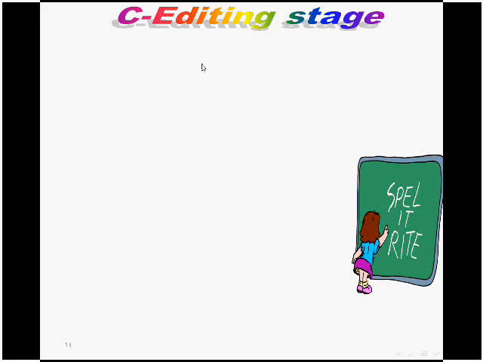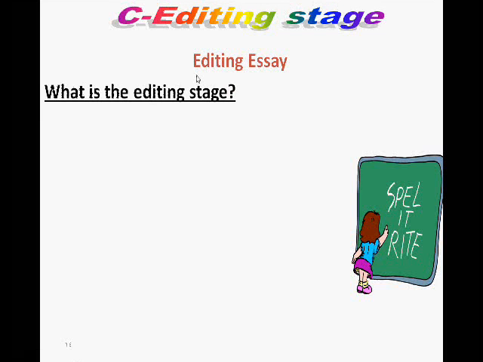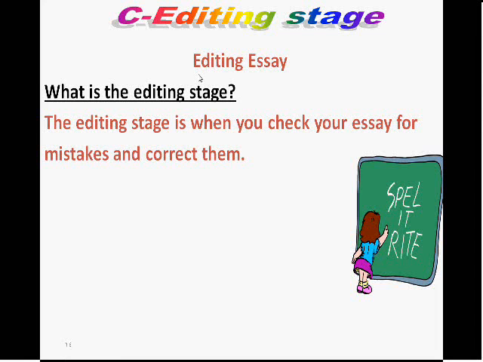So of course, as we said, now editing is a way of checking your work. Okay, you read it again and you check it and look at things. We are going to look at them now. So editing an essay, what is the editing stage? The editing stage is when you check your essay for mistakes and correct them. So it's you, the person, who reads and checks. Okay, it has nothing to do with the teacher whatsoever.